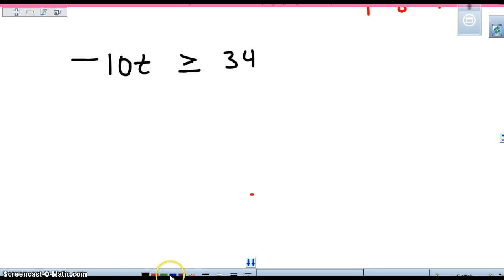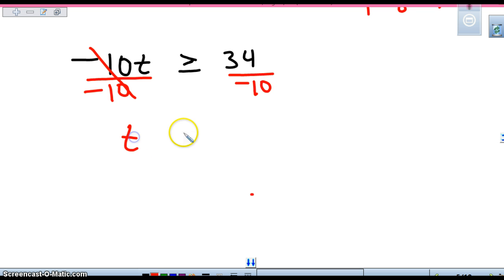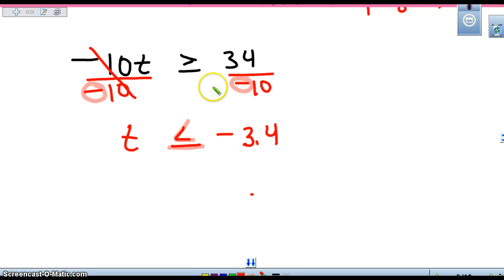If we have to solve -10 times t is greater than or equal to 34, what is the inverse operation we have to use? Division. So that means we divide by -10. What we do to one side, we do to the other. This means t is less than or equal to -3.4. Why did I flip the sign? Anytime you multiply or divide by a negative, you have to reverse the sign.